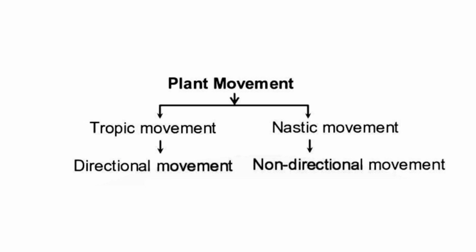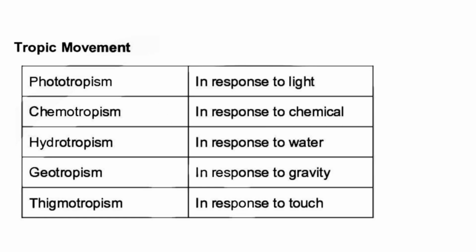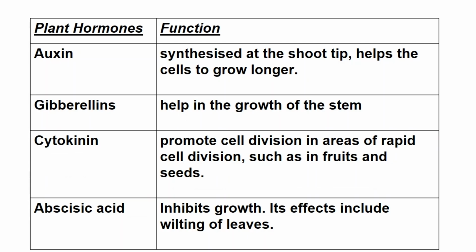Under plant control and coordination, we learned about two types of movement in plants, that is tropic movement and nastic movement. Different tropic movements we learned, all the examples and experiments under all these tropic movements. Then we learned about different phytohormones, auxin, gibberellins, cytokinin. These are the plant growth promoters, and abscisic acid is a plant growth inhibitor. See the table and learn all the functions of these hormones.